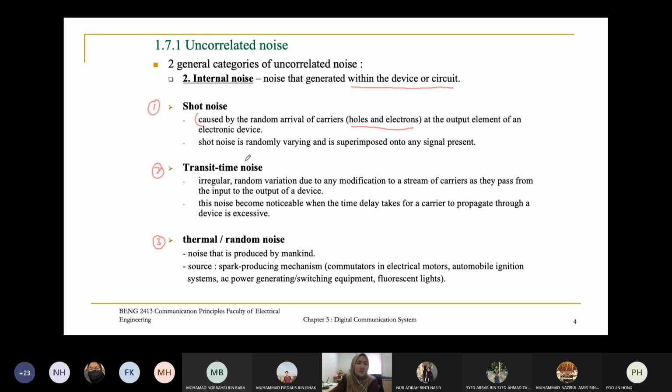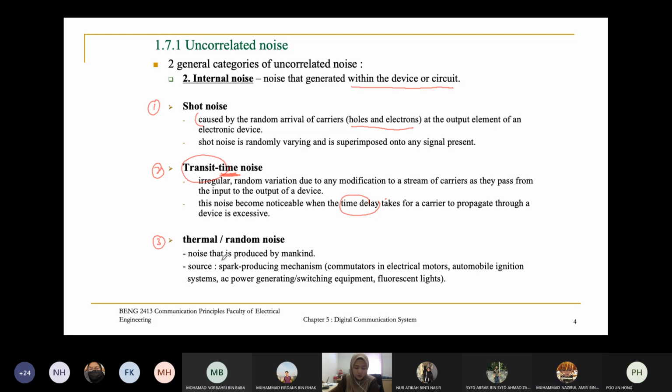The second one is the transit time noise. It is caused by irregular random variation due to any modification to a stream of carriers as they pass from the input to the output of a device. Basically these two are similar, but this transit time noise focuses more on the transit time. This noise becomes noticeable when the time delay for a carrier to propagate through a device is excessive. And the third one is the thermal or random noise.